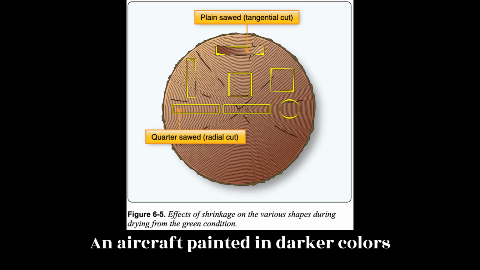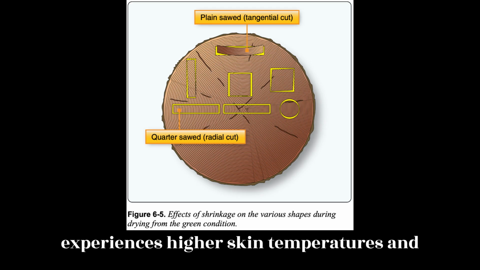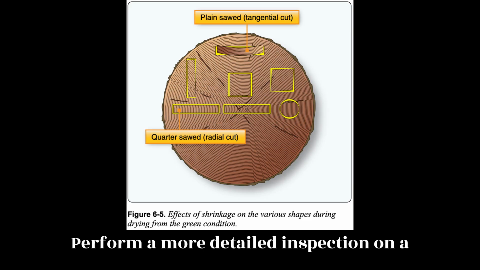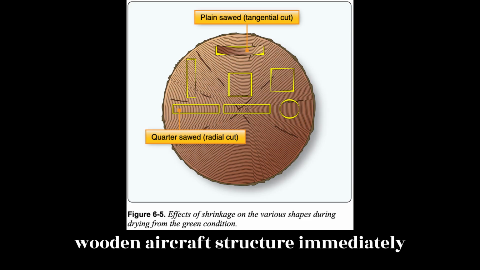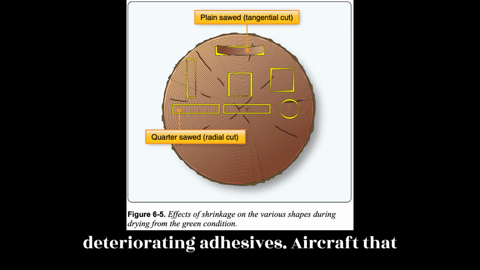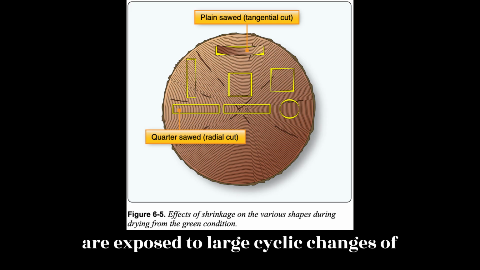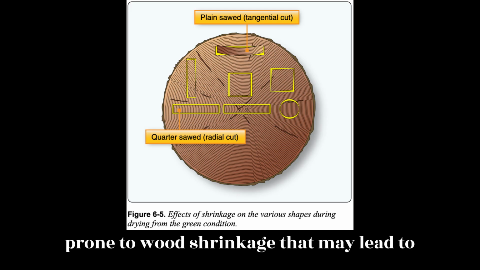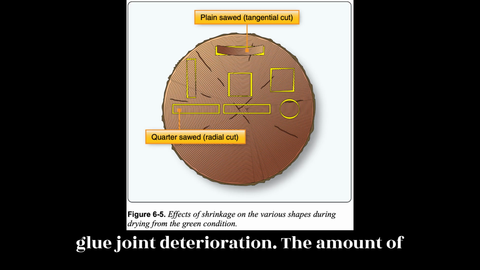An aircraft painted in darker colors experiences higher skin temperatures and heat buildup within its structure. Perform a more detailed inspection on a wooden aircraft structure immediately beneath the upper surfaces for signs of deteriorating adhesives. Aircraft that are exposed to large cyclic changes of temperature and humidity are especially prone to wood shrinkage that may lead to glue joint deterioration.